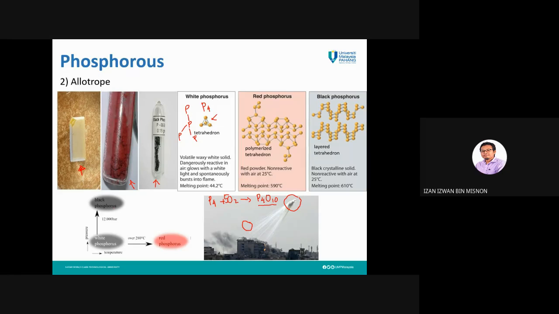To change white phosphorus into black and red phosphorus, we will play around with temperature and pressure. White phosphorus can be converted into red phosphorus at elevated temperature over 280 degrees C. And white phosphorus can be turned into black phosphorus by increasing the pressure to around 12,000 bar, at very high pressure.